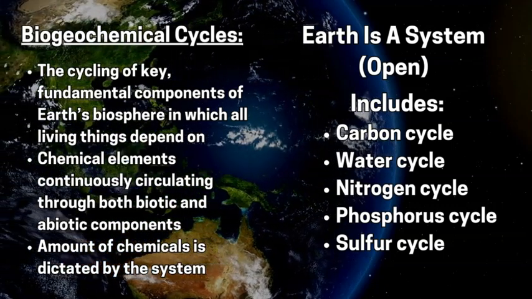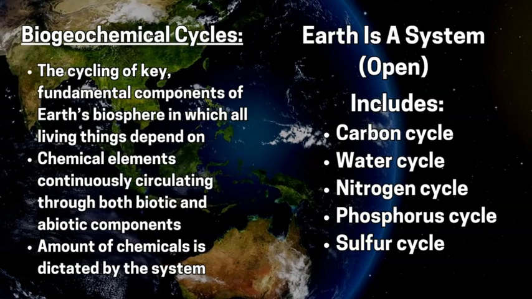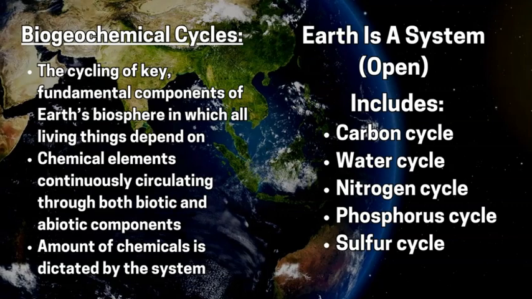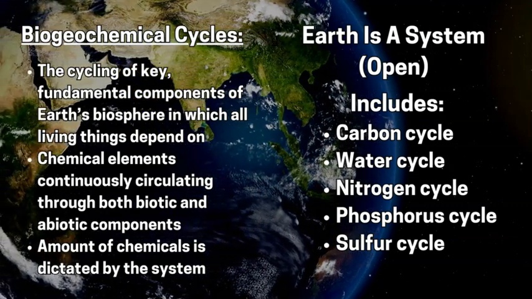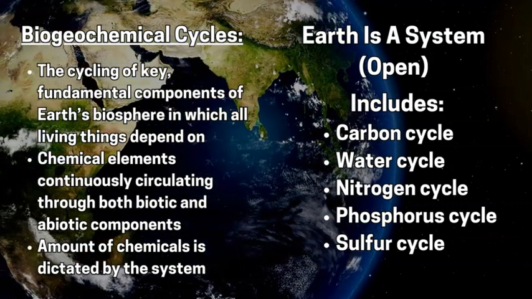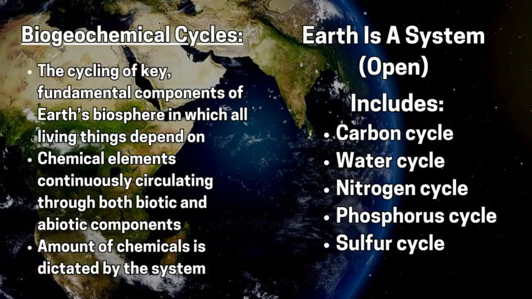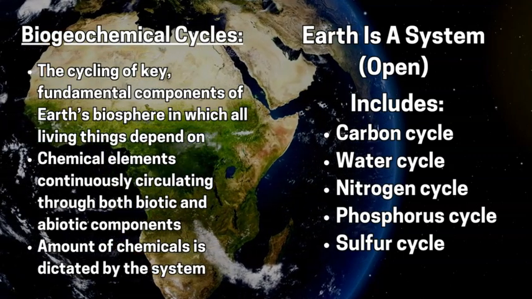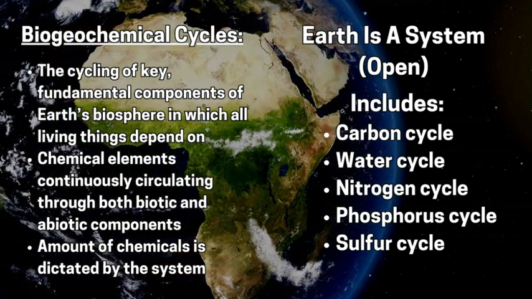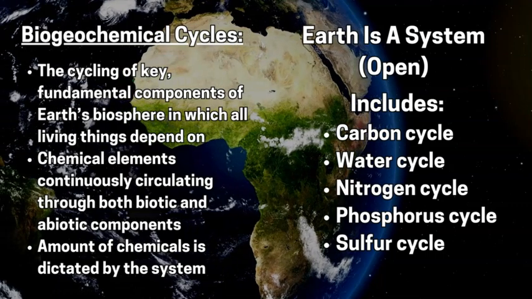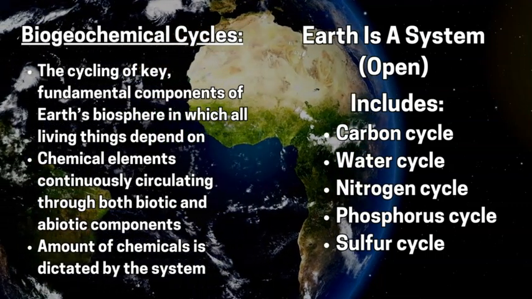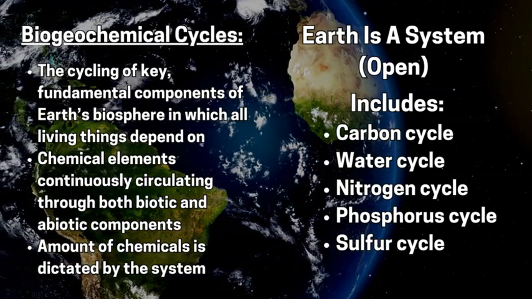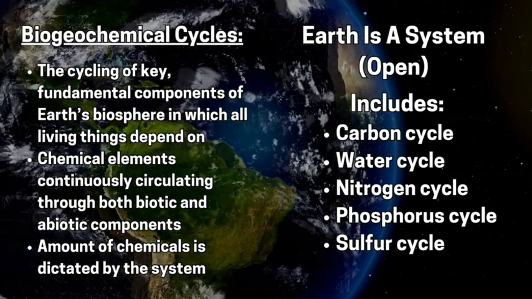Now, these biogeochemical cycles include the following: carbon, water, nitrogen, phosphorus, and sulfur. Now, the first four are the main four. Sulfur is important, but generally the first four are very common. And the water cycle is extremely important because of the connections between all the spheres and the ability to increase the movement of other chemical cycles like the nitrogen cycle and the phosphorus cycle.